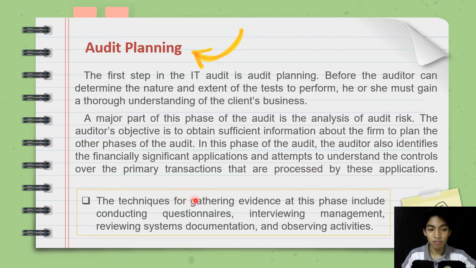The techniques for gathering evidence at this phase include conducting questionnaires, interviewing management, reviewing system documentation, and observing activities. During this process, the IT auditor must identify the principal exposures and the controls that attempt to reduce these exposures. Having done so, the auditor proceeds to the next phase, where he or she tests the controls for compliance with pre-established standards.